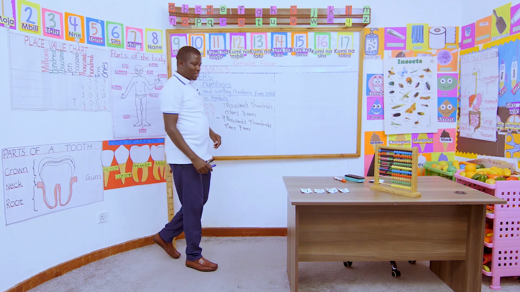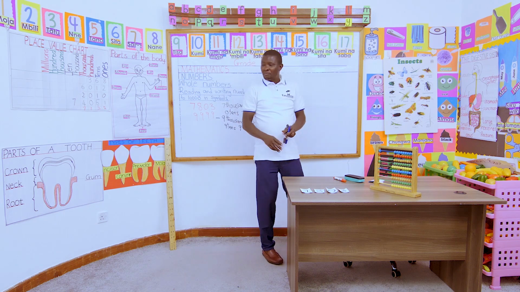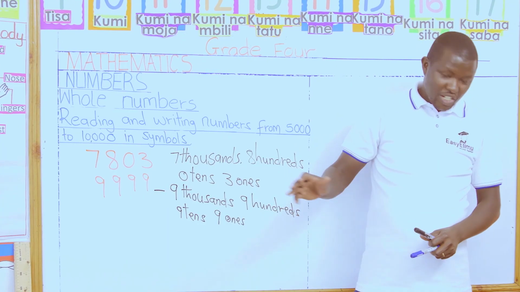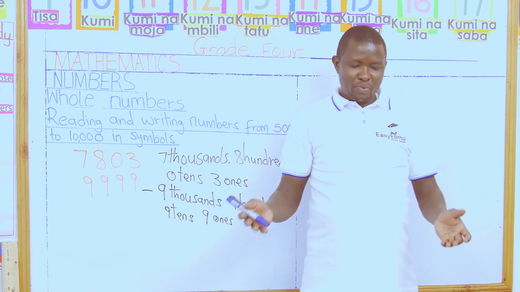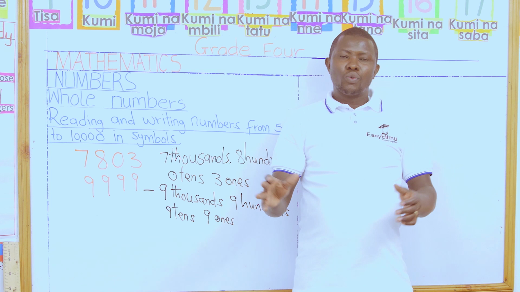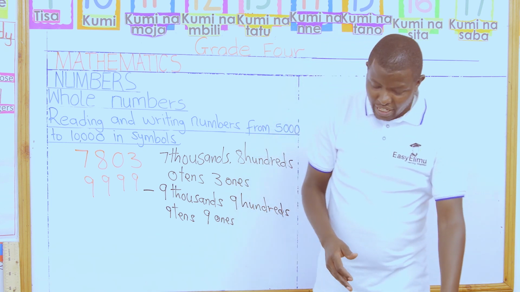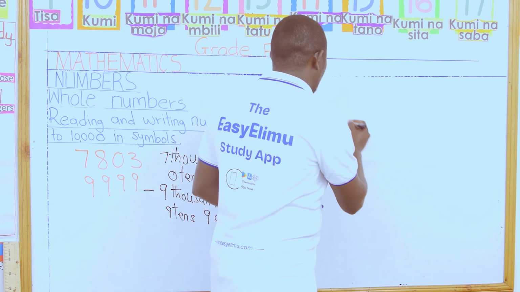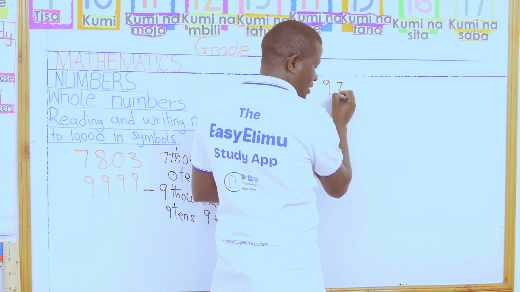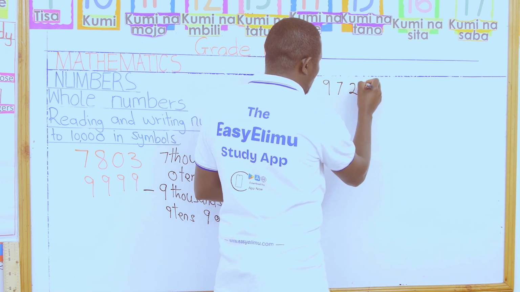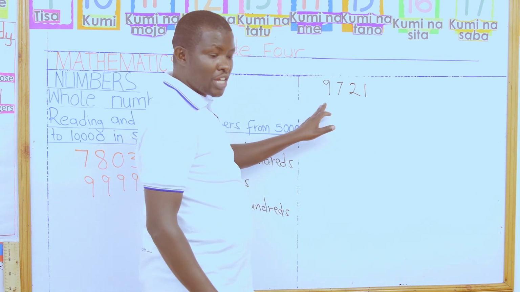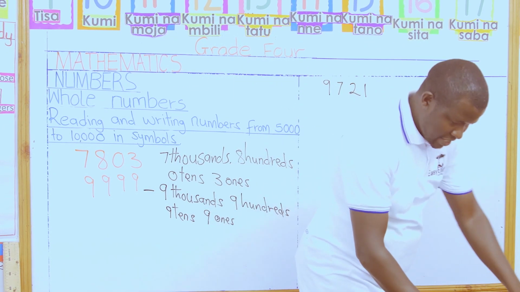9,999. That is how it has been represented from the place value that we have just shown there. Now in our groups, I would like us to play with our number cards and form numbers. The number cards that I'll give, I only need number cards 9, 7, 2, and 1. From this, I want you to jumble and come up with numbers.